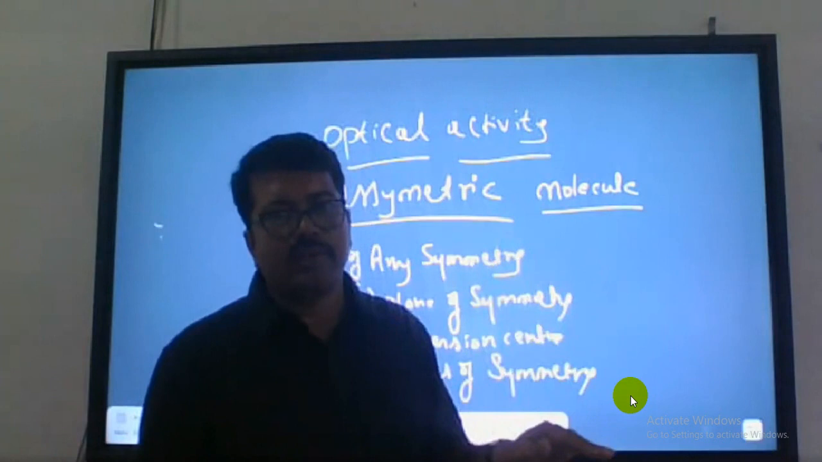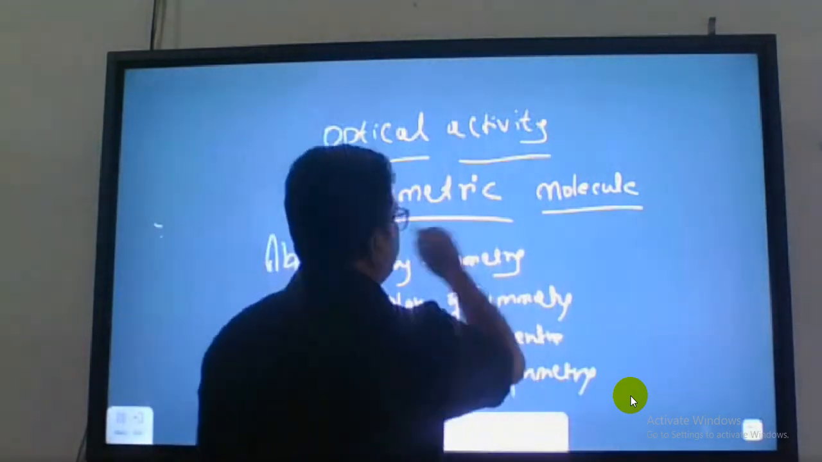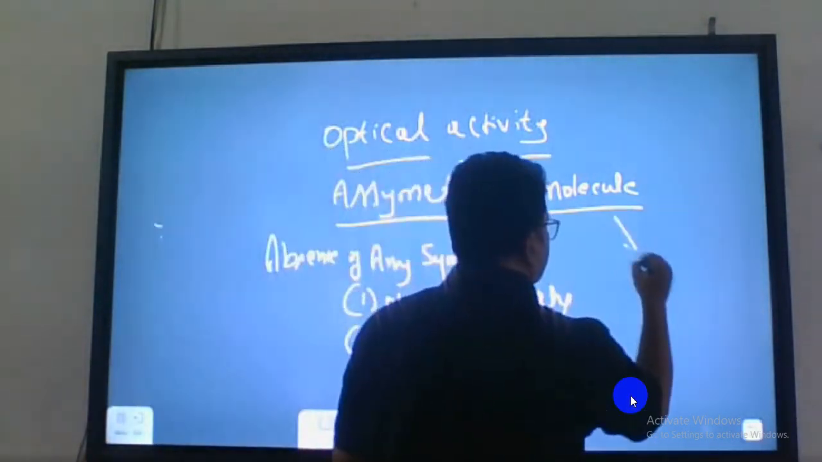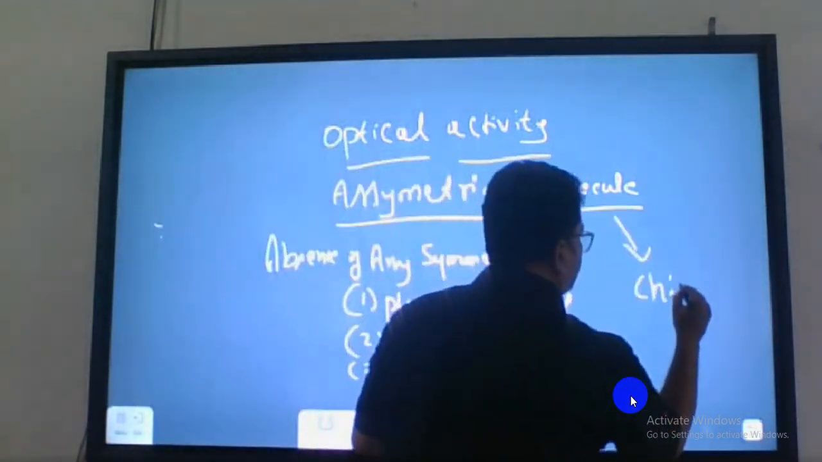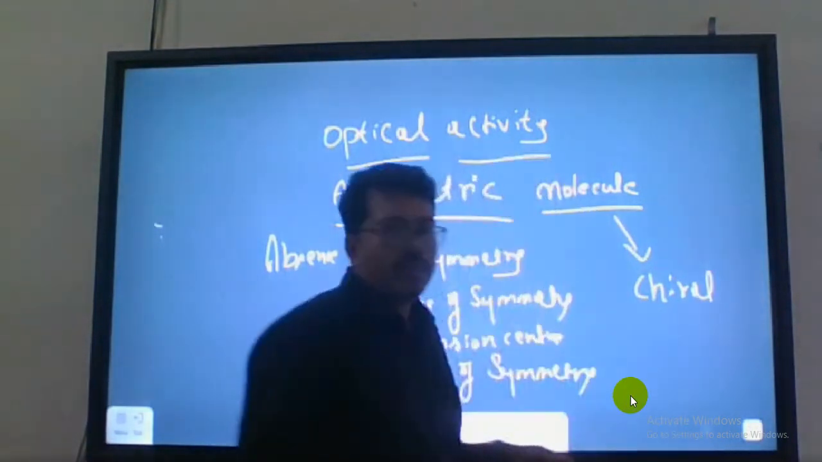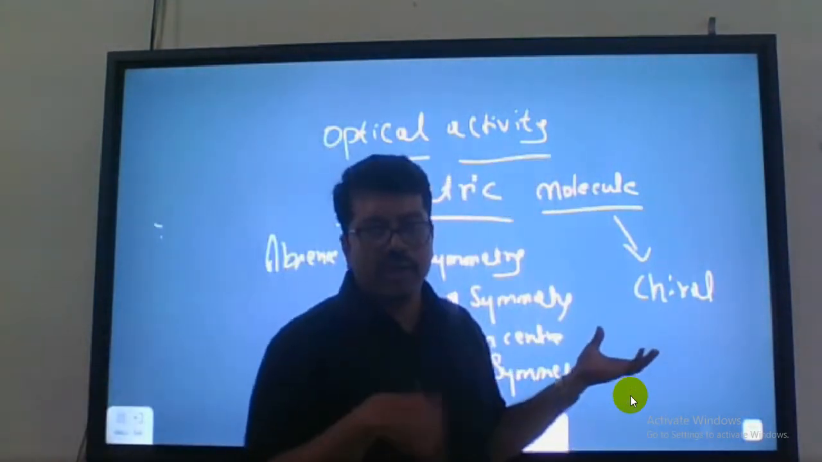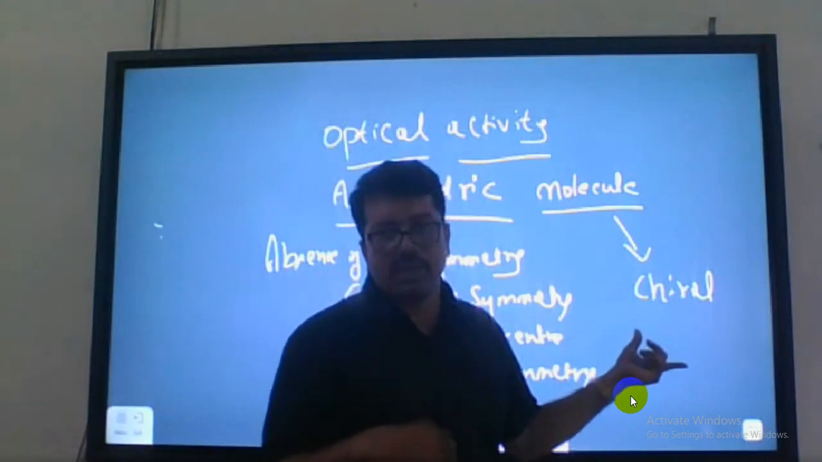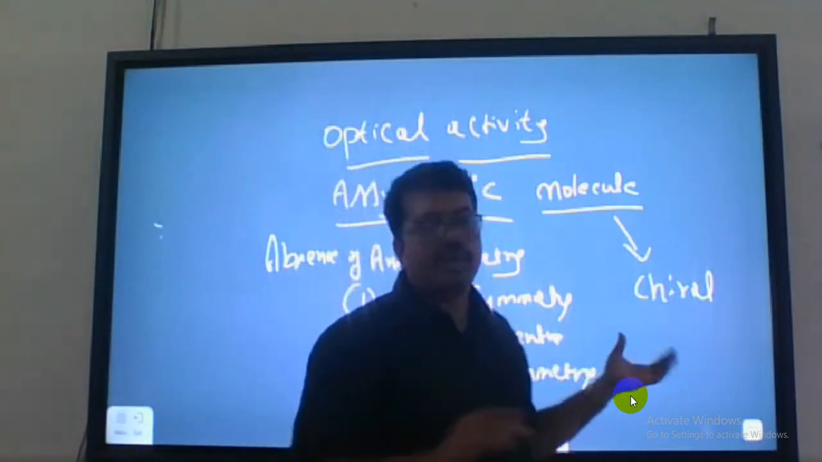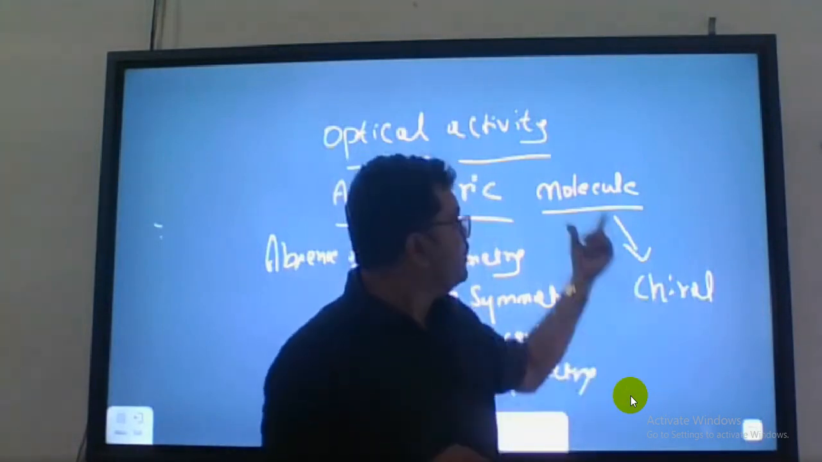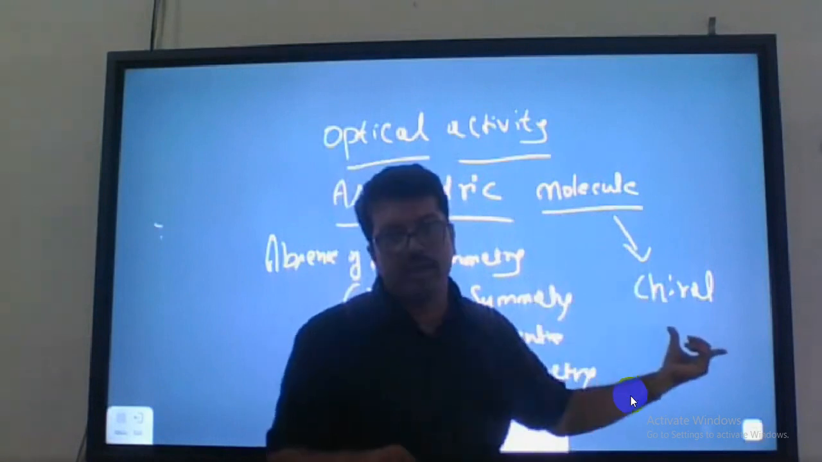All asymmetric molecules are chiral. See, all asymmetric molecules are chiral. Chiral, you know, is a carbon with a tetrahedral arrangement where the substituents are all different. The carbons linked with all different substituents are called chiral. So all asymmetric molecules are chiral.